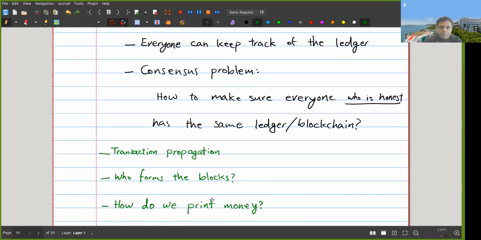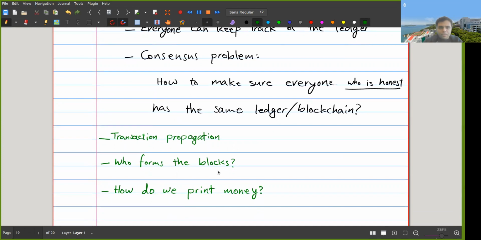So as you see, we have several problems, actually 4. How do we send the transactions around? How do we form the blocks? How do we reach a consensus about the order of the blocks and the chain that we have? And also, how do we create new units of currency?